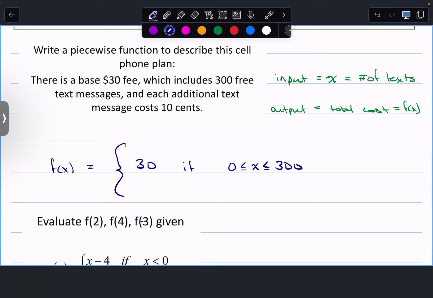You're allowed to send 0, you're allowed to send 300, but after that, let's assume, it's not clear from the question, but let's assume you're allowed to do 300. And then 301, you start paying. Now, the tricky part is that each additional text costs 10 cents, right? And so then your total cost is going to be $30 plus 10 cents. But you want to be careful because it's not times x, right? Because the first 300 are still free.